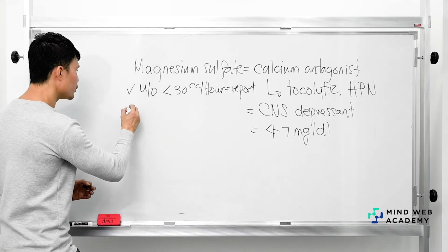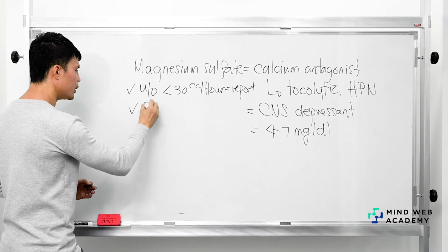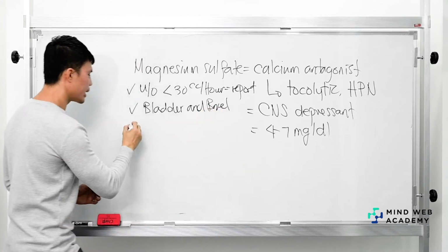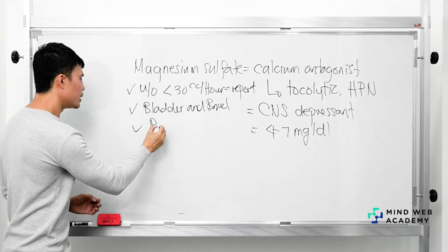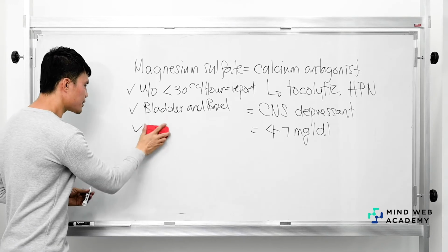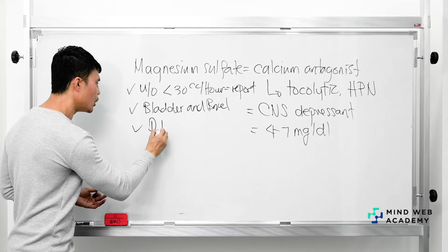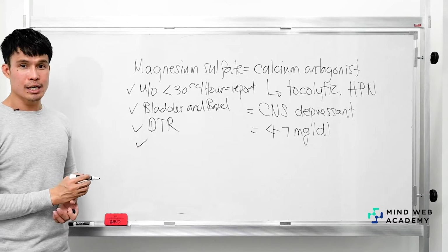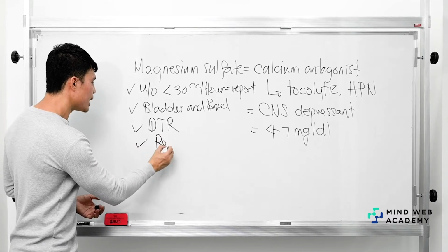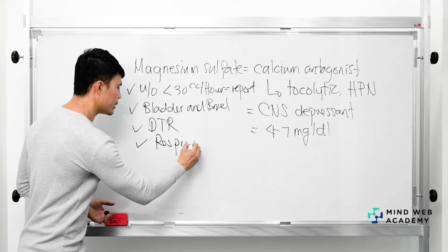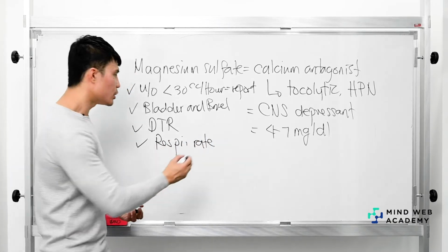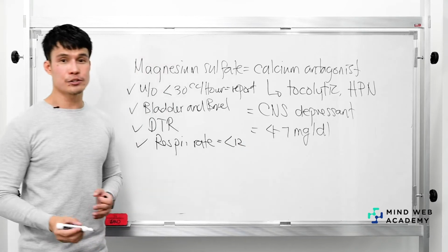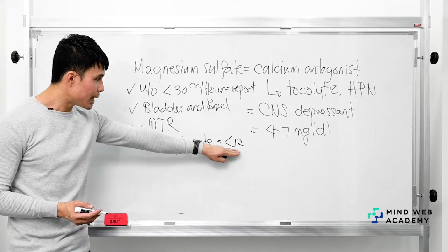All right. Then aside from your urine output, you have to check also for the bladder and bowel function of your client. Aside from that, you have to check also for your deep tendon reflexes or your DTR. You have to check for that also. And then aside from your deep tendon reflexes, the most important is the respiratory rate of your client. You have to report if you have less than 12 breaths per minute. Ano na natin siya, i-report na natin.